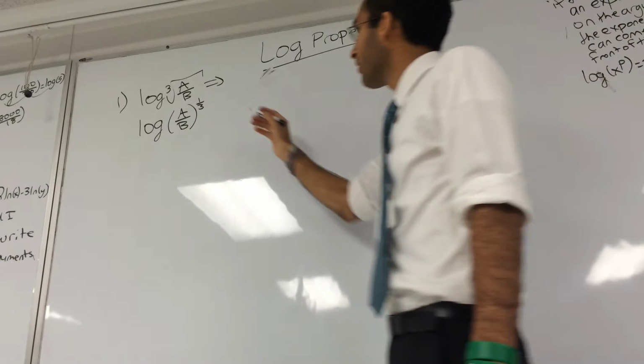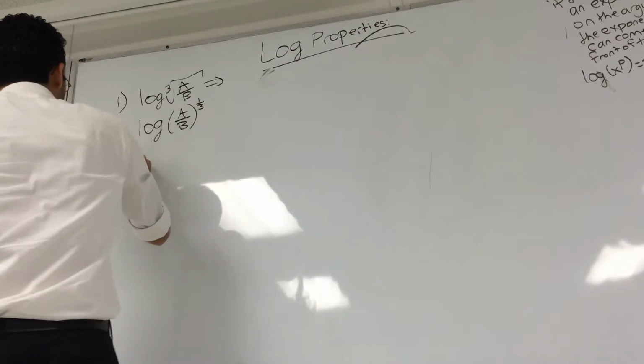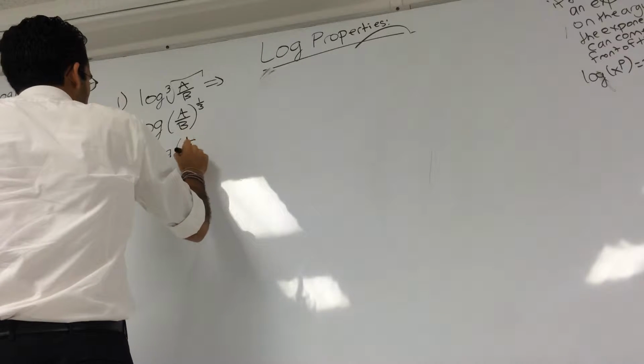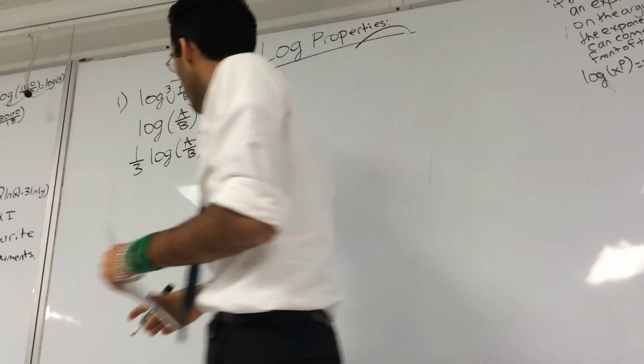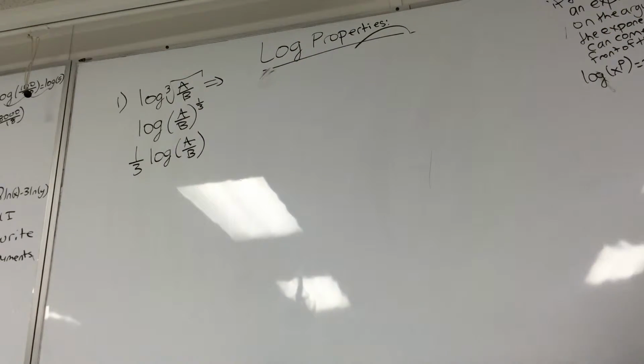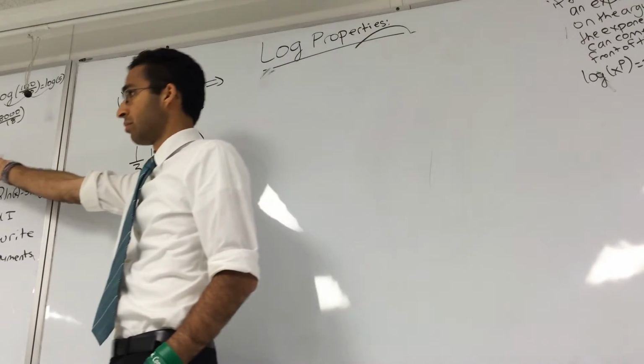Okay, now here, this 1/3 needs to be brought outside. So it needs to be 1/3 log A over B. Okay, so we made some good progress there. But now it says there can only be one number or variable in the logarithm. So I need to use the division rule here.